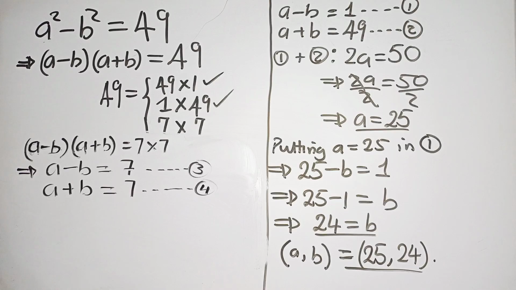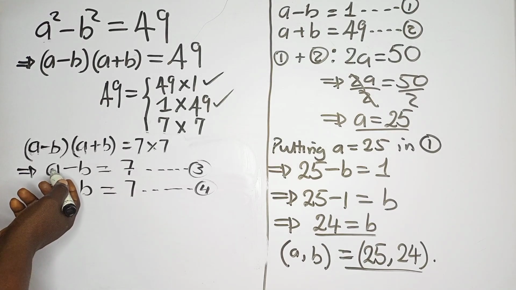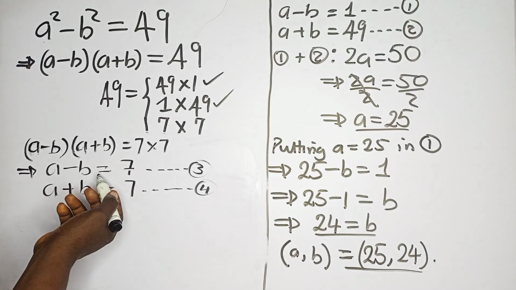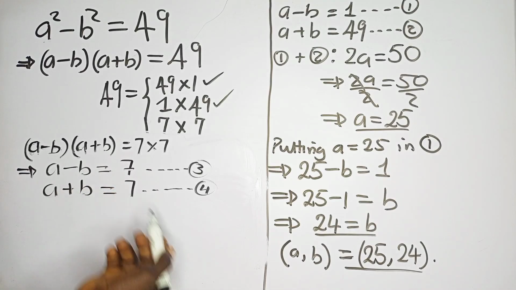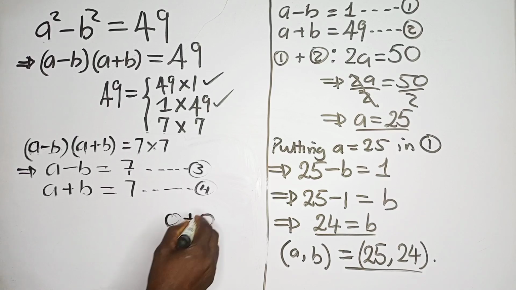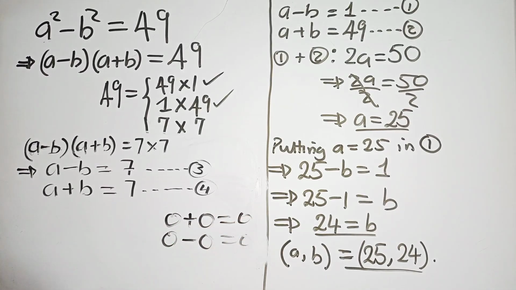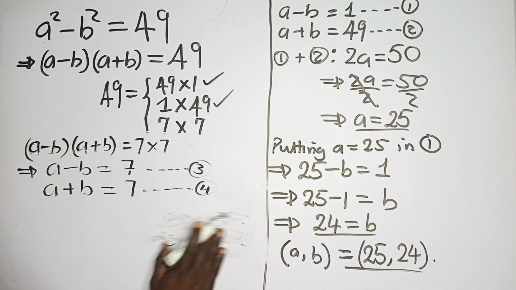Okay, now this is possible because the difference of two natural numbers can give us the same result as their sum. For example, if the two natural numbers are 0, we obtain the same result. If one of them is 0, and so on. So let's go ahead and solve.